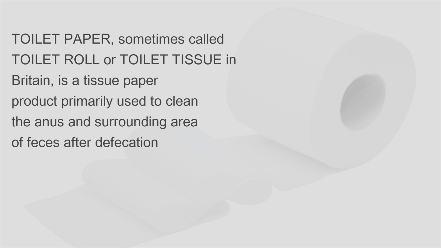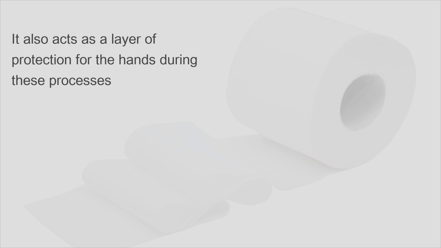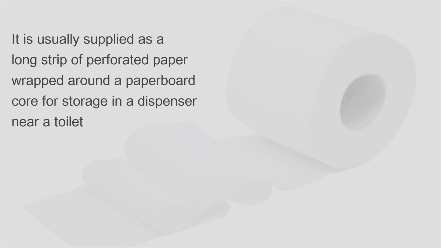Toilet paper, sometimes called toilet roll or toilet tissue in Britain, is a tissue paper product primarily used to clean the anus and surrounding area of feces after defecation, and to clean the vulva and perineum of urine after urination or other bodily fluid releases. It also acts as a layer of protection for the hands during these processes. It is usually supplied as a long strip of perforated paper wrapped around a paperboard core for storage in a dispenser near a toilet.